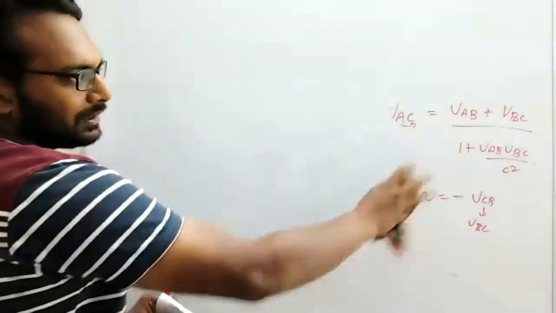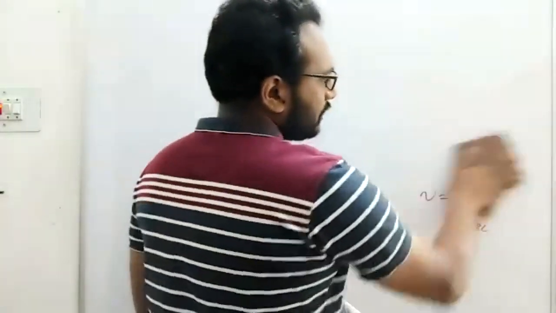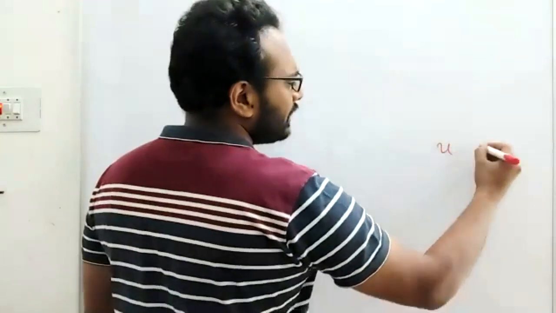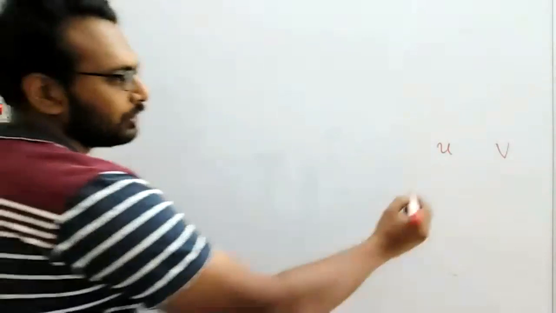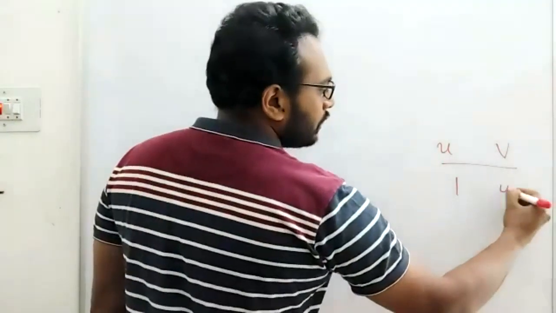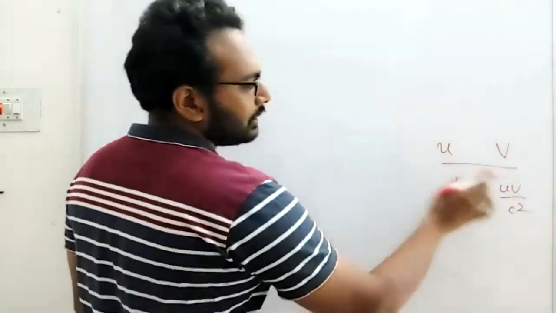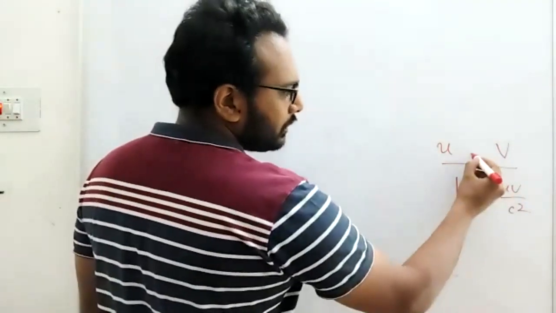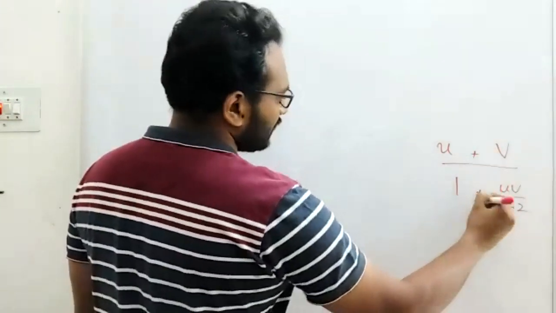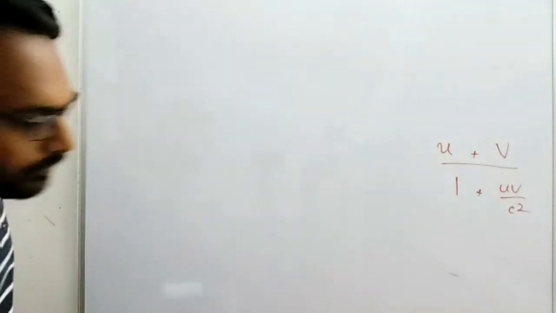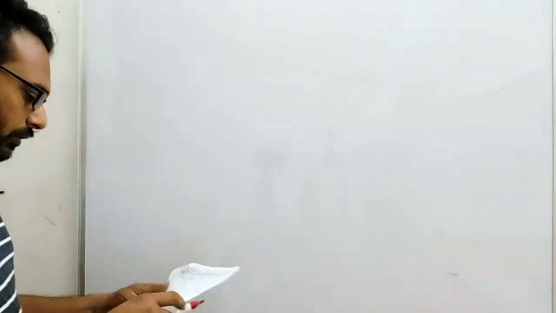You don't have to memorize it in this way. You just remember that if you have a speed, there will be a speed of the frame. This should be added or subtracted depending on the situation, and correspondingly you will have 1 plus or minus uv by c square. If it's a minus here, it's a minus here. If it's a plus here, it's a plus here also. So that's Einstein's rule for velocity addition.